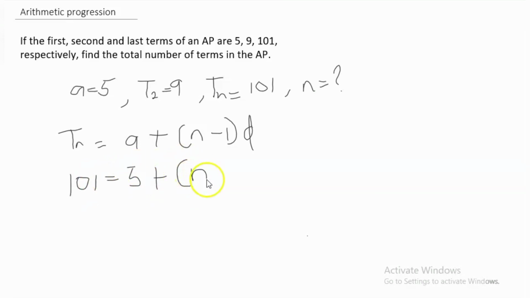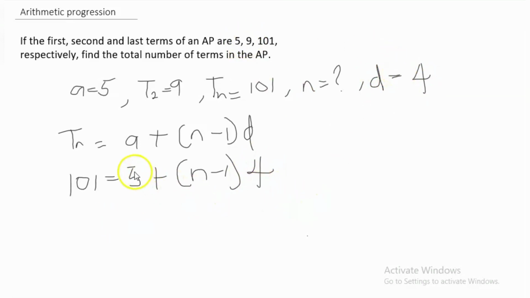N is what we're looking for, so we'll leave that as n minus 1. Now how do we get d? It says the first term is 5 and the second term is 9, meaning our d would be 9 minus 5. Remember, to get your common difference, it is one term minus the preceding term. So d is equal to 9 minus 5, which is 4. So we put our 4 here.